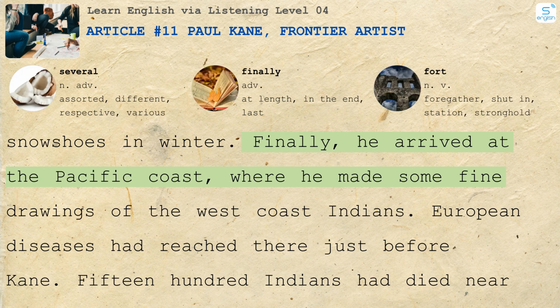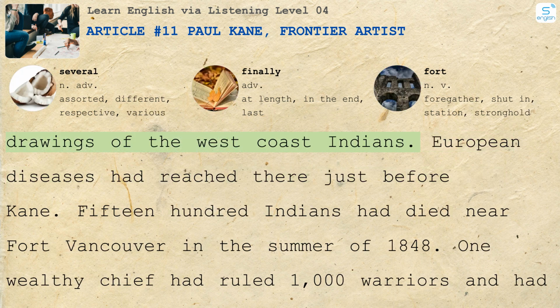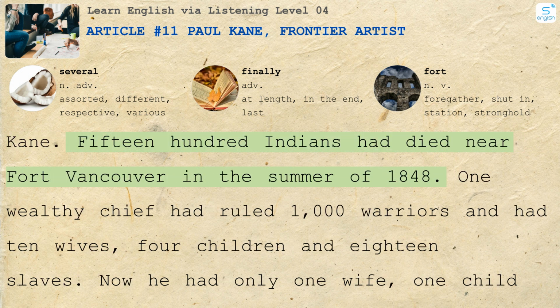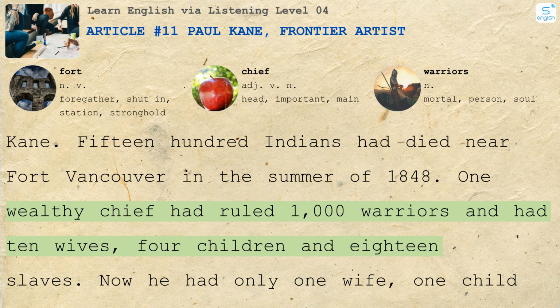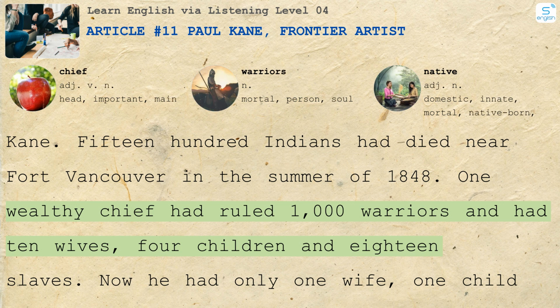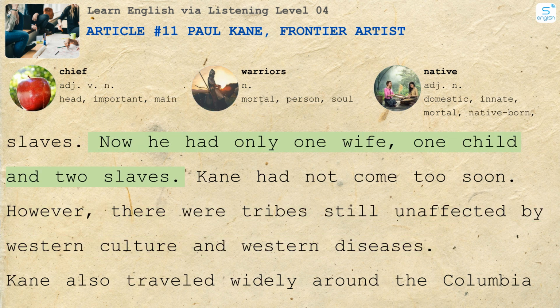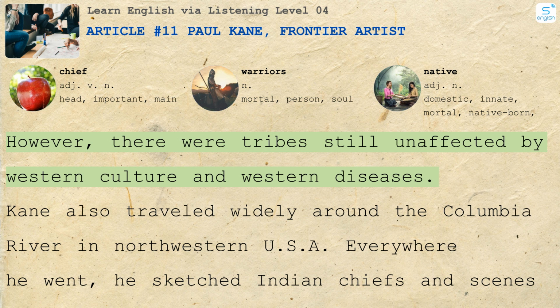Finally, he arrived at the Pacific Coast, where he made some fine drawings of the West Coast Indians. European diseases had reached there just before Kane. 1,500 Indians had died near Fort Vancouver in the summer of 1848. One wealthy chief had ruled 1,000 warriors and had 10 wives, 4 children, and 18 slaves. Now, he had only 1 wife, 1 child, and 2 slaves. Kane had not come too soon. However, there were tribes still unaffected by Western culture and Western diseases.